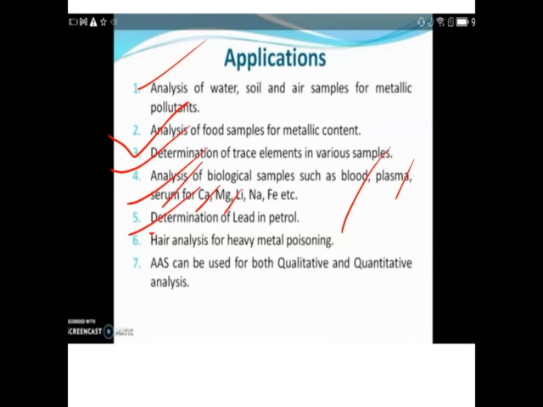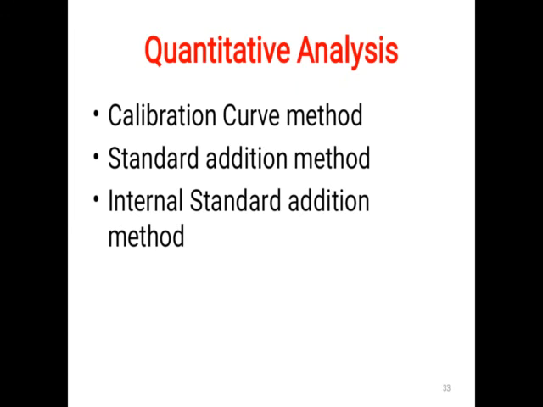Then in petrol, lead is present. How much amount is present? Determination or identification of lead in petrol can be done with the help of atomic absorption spectroscopy. Then hair analysis for heavy metal poisoning, and atomic absorption spectroscopy can be used for both the quantitative as well as the qualitative analysis. Okay, so these are some applications of atomic absorption spectroscopy.